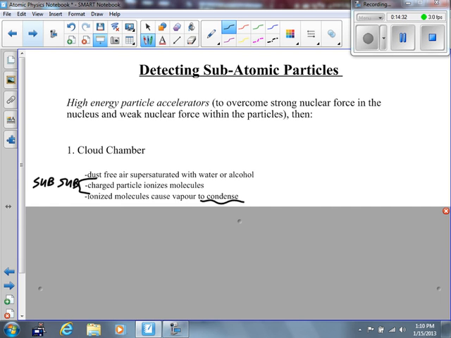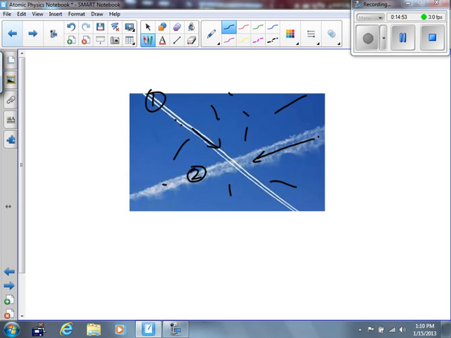Braden's saying, look, we've seen airplanes fly by, right? We see the condensation trail that follows them. We haven't seen these little charged particles go by, right? We can see the condensation trail that follows them after these tiny little charged particles ionize the molecules of this supersaturated air. But we can't see the particles themselves. Let's go back to the diagram again for a second, though, Braden.